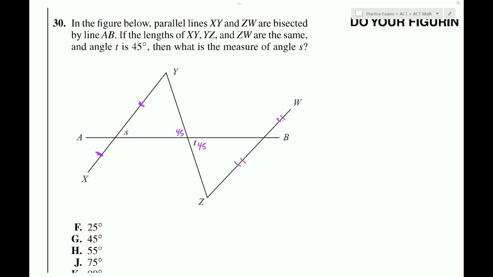Usually when we have equal parts, we look for something like isosceles triangles, right? Let's see if any of that applies here. Well, we also know that XY and ZW are parallel. So whatever angle is here, it would also be here, right? Because these are alternate interior angles. So these are going to be equal angles here.